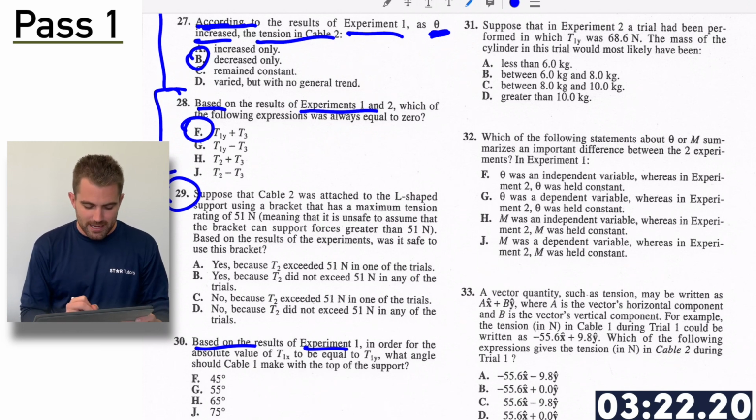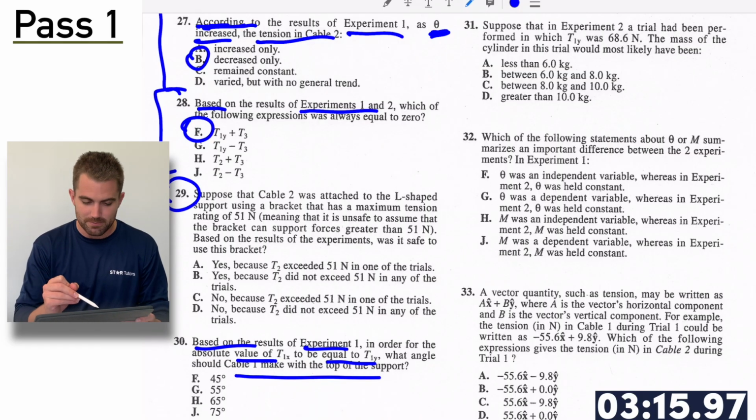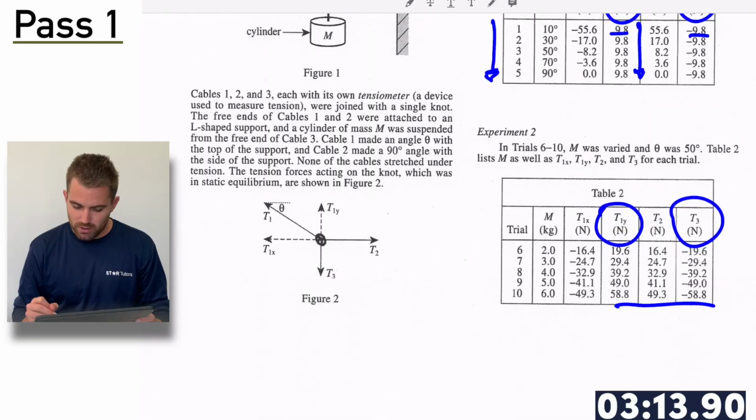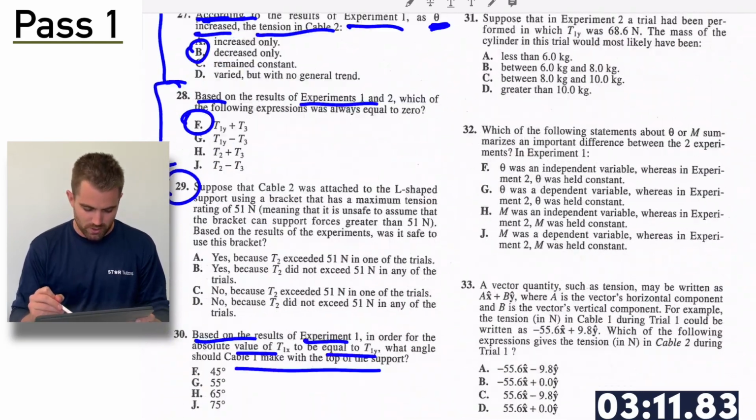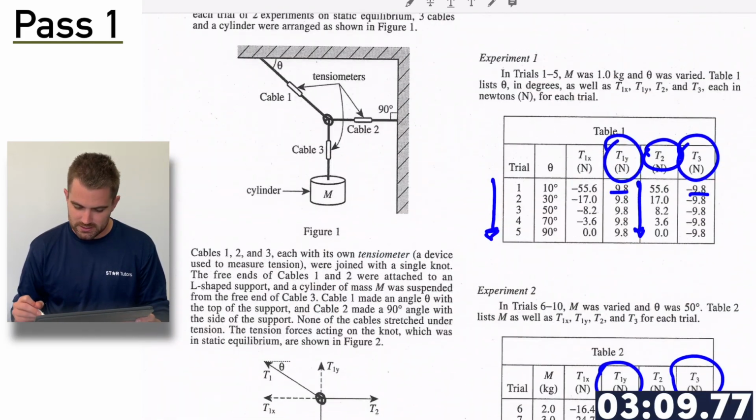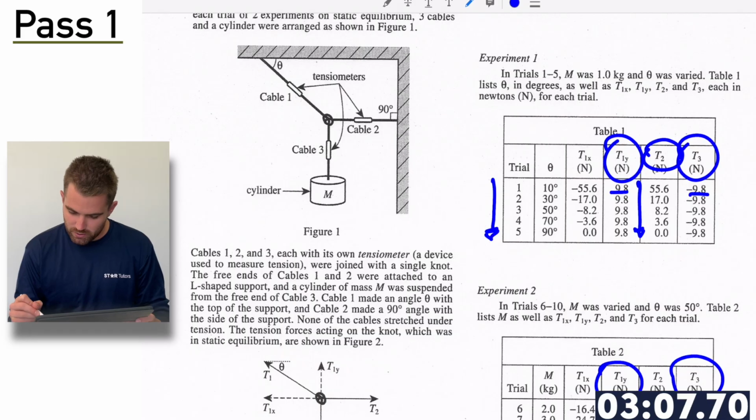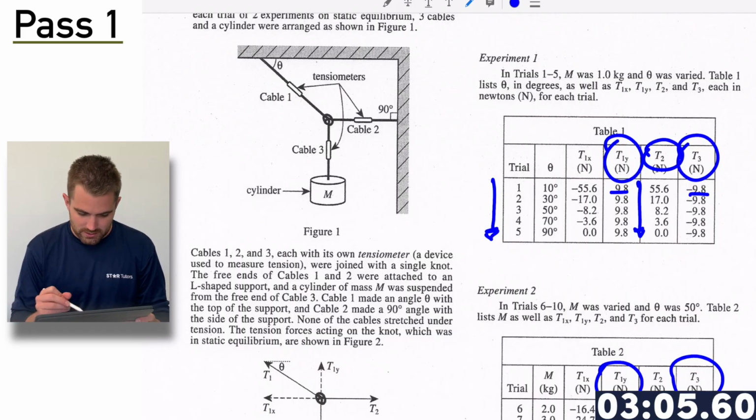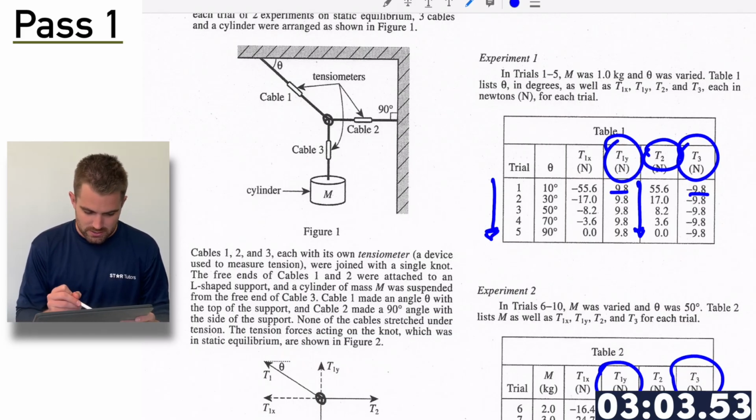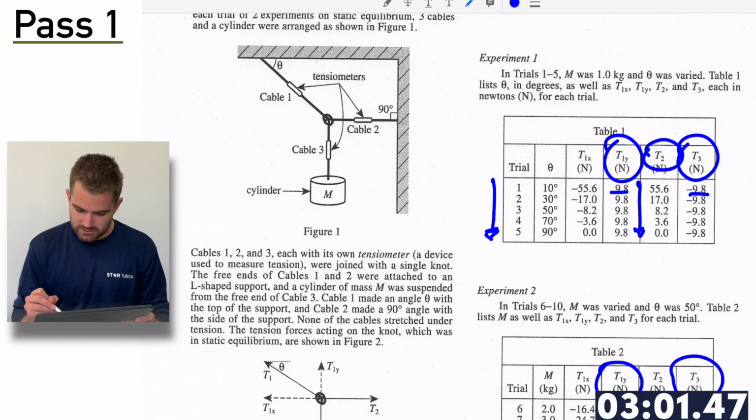Okay, look at, based on results of experiment 1, this is number 30, now I'm skipping 29. In order for the absolute value of T1x to be equal to T1y, what angle should cable 1 make with the top of the support? Okay, so T1x in experiment 1, right? Experiment 1, T1x is equal to T1y as long as the cable makes a negative 5.6.